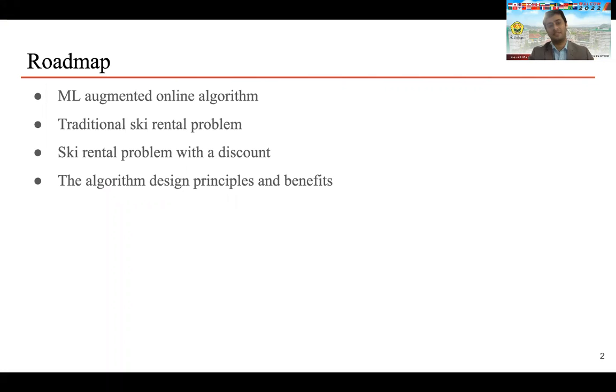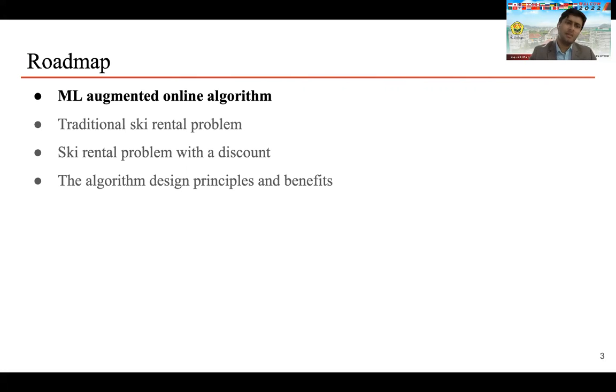The roadmap of this presentation is, first, I'm going to talk about what is email augmentation and why it is important for online algorithms. Then I'm going to briefly talk about the traditional ski rental problem. After that, I will introduce our problem, which we have worked on in this paper, the ski rental problem with a discount and its properties. And finally, I will explain the algorithm design principles and their benefits.